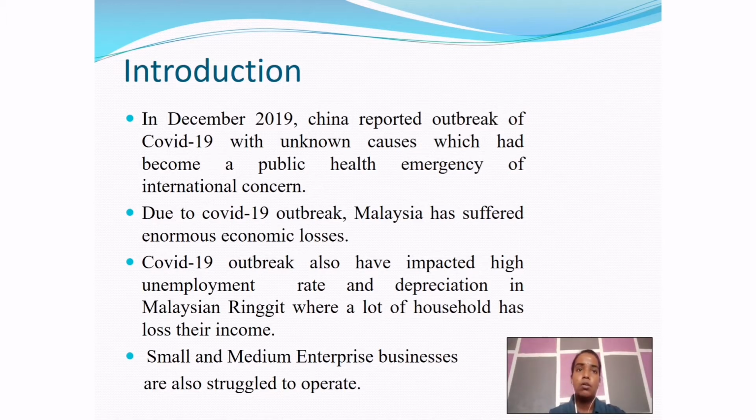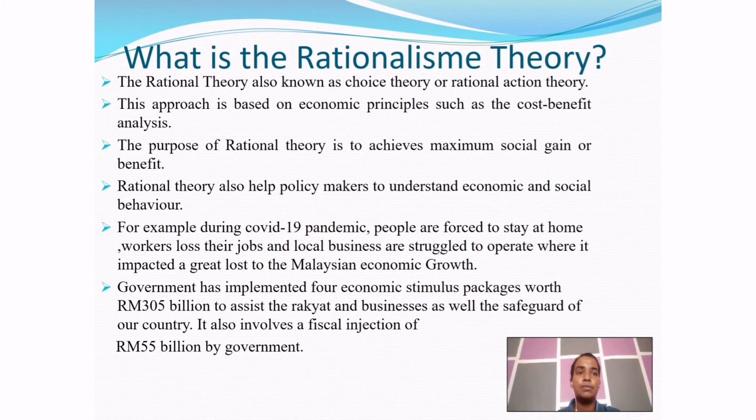To overcome all these problems during the COVID-19 pandemic, government plays an important role. For example, government has imposed several policies in terms to help households, students, small businesses, and etc. For example, Bantuan Prihatin Rakyat, free vaccination, Prihatin economic stimulus package, and so on. We chose rationalism theory as a theory that is related to this issue.